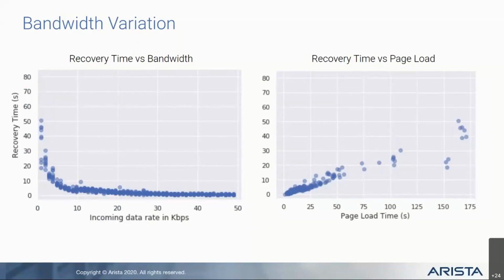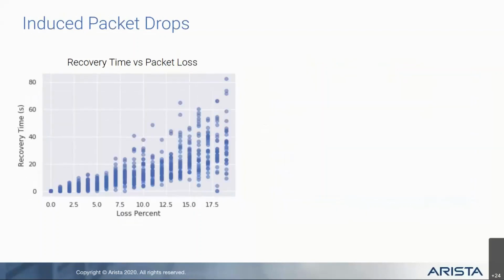So from this, you can infer that our recovery time algorithm is indicating the network behavior, or the quality of experience of the user at that particular point of time for that particular application. Similarly, we see similar results in case of induced packet drops, where we vary the packet drops from 0 to 20%, and you can see a significant increase in the amount of recovery time from 0 to 80 seconds as we increase the amount of packet drops to a drastic level.